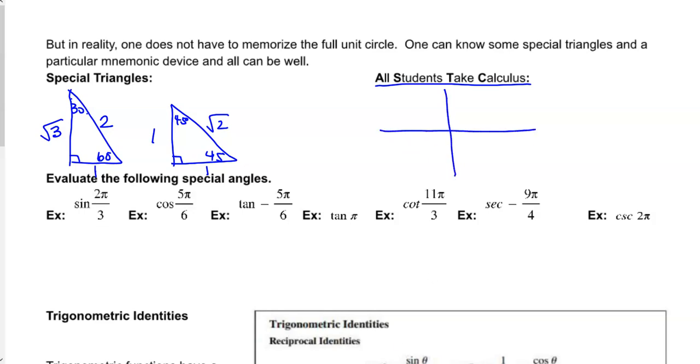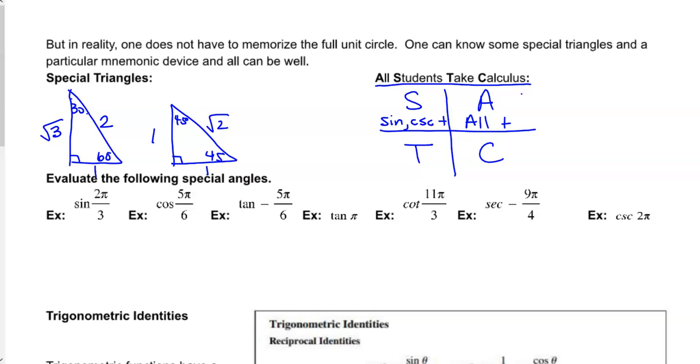So in a 4-quadrant coordinate plane, we have All Students Take Calculus. Some people use Classes. I always like to say Calculus. That's the way I was taught. So what does this mean and what does this stand for? The A stands for all trig functions are positive in this quadrant. Every single one of them. The S stands for the sine is positive and its reciprocal. So the reciprocal of sine is cosecant. Those are the two trig functions which are positive. Everybody else is negative.